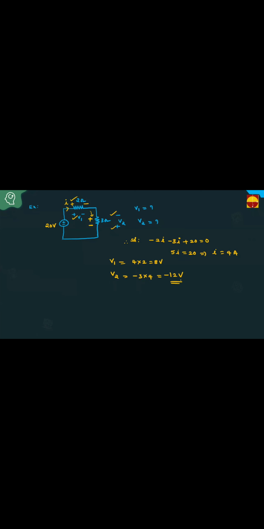Clear, students? Why is it minus 12? Because according to current direction, this is plus, this is minus. But the given polarity of this voltage V2 is different. I have to calculate according to this polarity only. Opposite polarity we are getting now. That's why it is minus 12 volts. Like this we have to solve. Clear? Any doubt? Same model I'm giving.